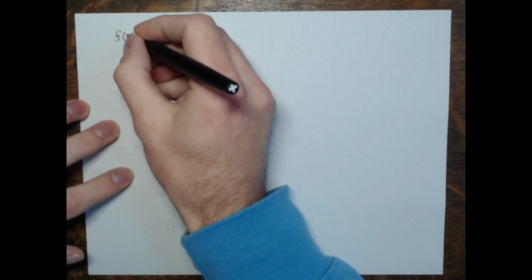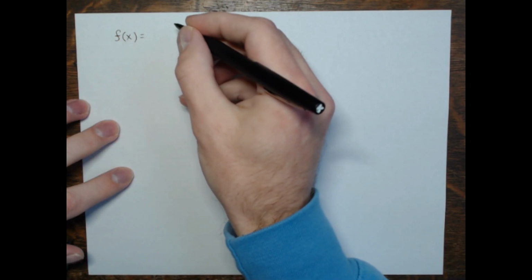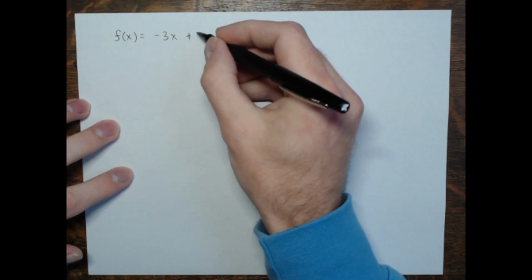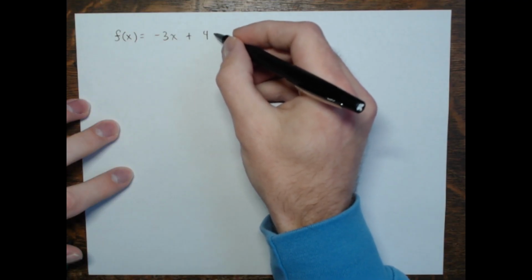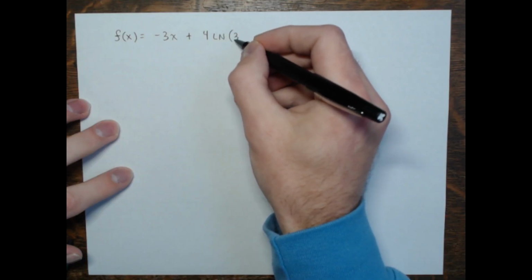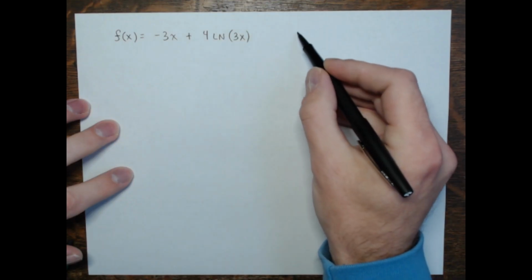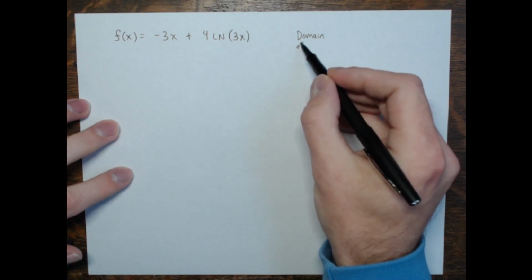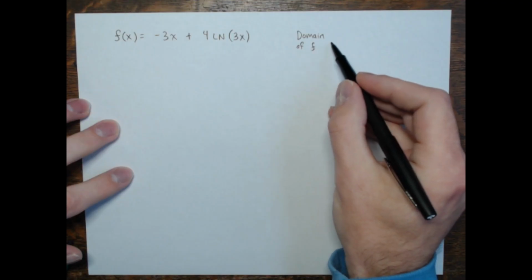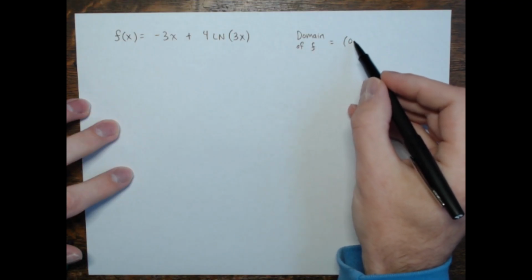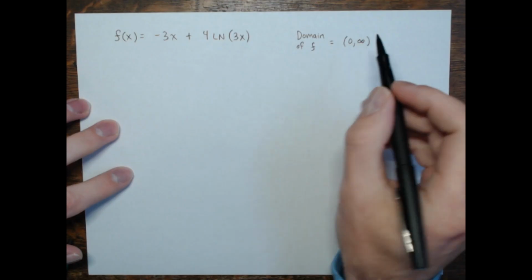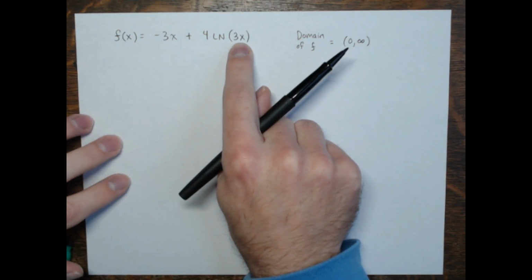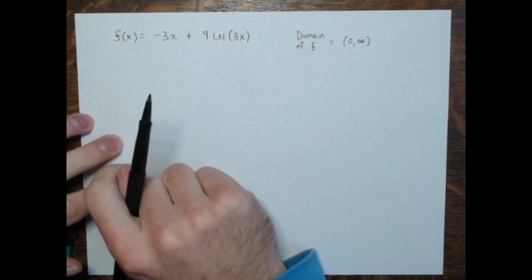So the function we're given, we got -3 times x plus 4 times the natural log of 3x. Like I've been doing with all these, the domain of this function, where this is defined, is only for values of x greater than 0. Remember, the log of 0 is undefined, and logs of negative numbers are imaginary, so I can only plug in positive numbers here.